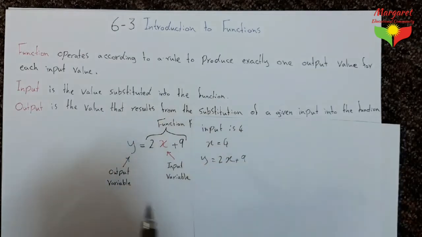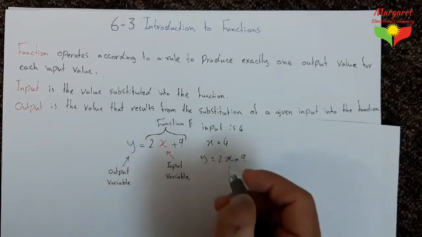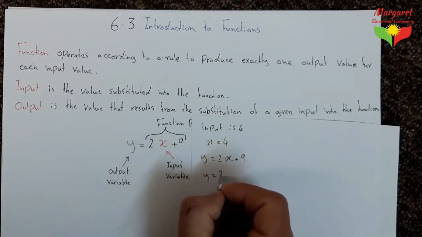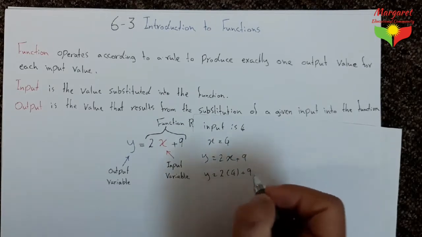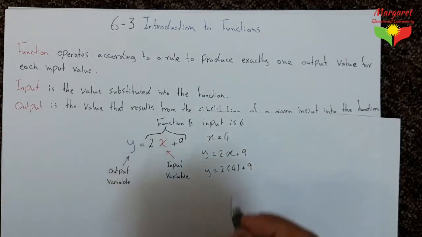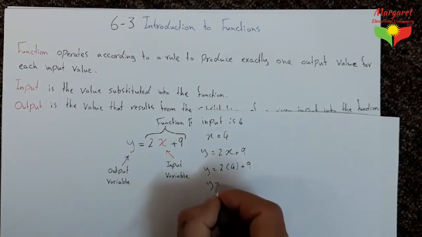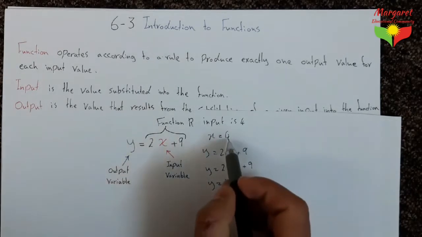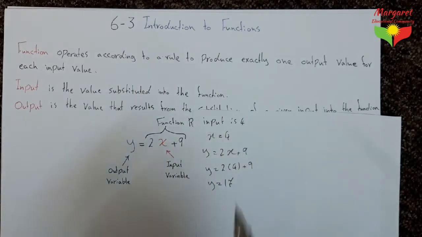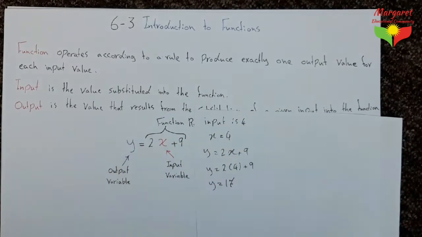So to find the output, we need to find y. So substitute for x. So y equal to 2 times 4 plus 9. 2 times 4 equal to 8. 8 plus 9 equal to 17. So y equal to 17. Now the output for 4 is 17. کەواتە outputەکەمان بۆ inputی 4 بریتیە لە 17.